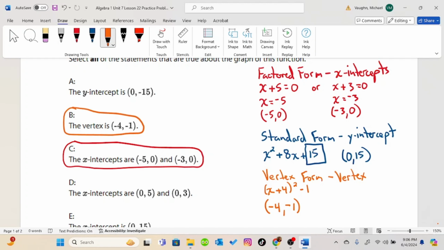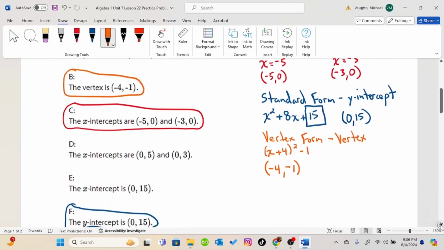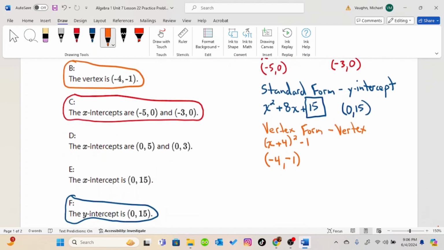negative 1. So the correct statements are choices B, the vertex is negative 4, negative 1. C, the x-intercepts are negative 5, 0, and negative 3, 0. And F, the y-intercept is 0, 15. If you have any questions about how to use these three different forms to find these points, please ask for clarification now before we move on to the next practice problem.